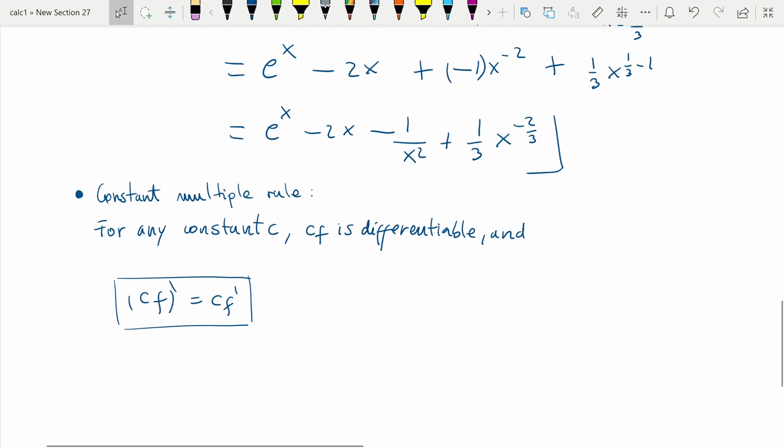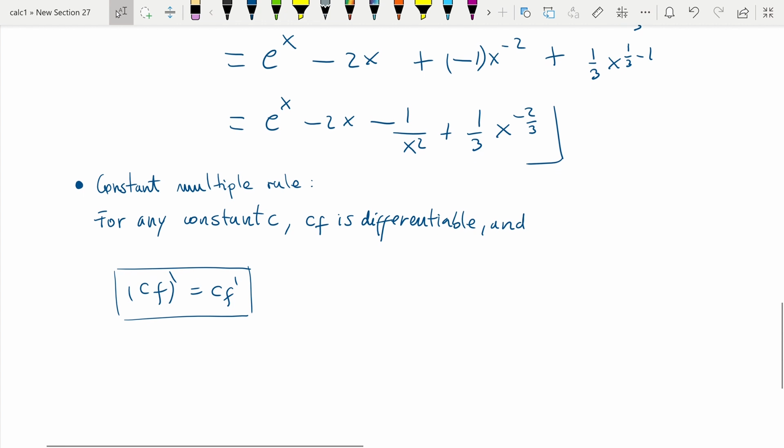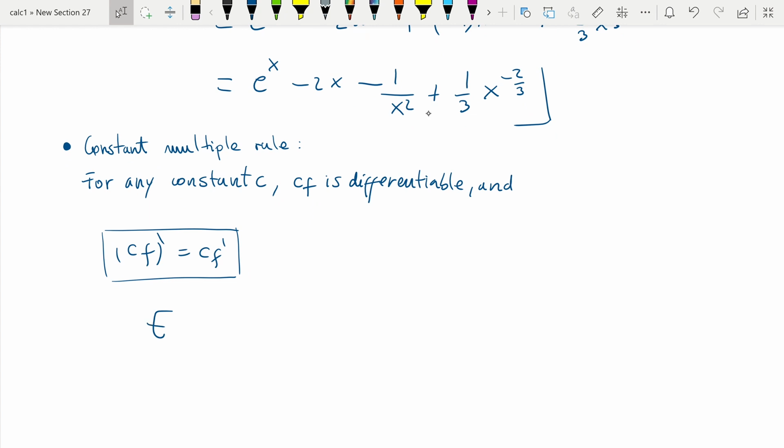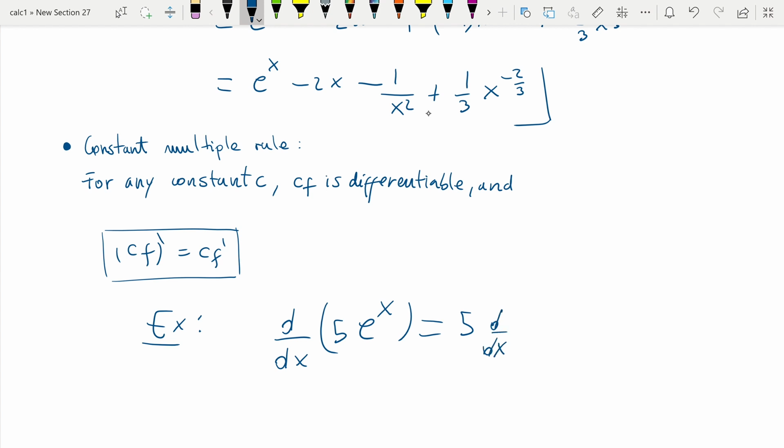Now, the constant multiple rule is very simple. It tells you that if you have a constant times a function and you differentiate, you just differentiate the function and multiply that by the constant. This is a very quick example. The derivative of, say, 5 times e to the x is equal to 5 times the derivative of e to the x, which is just equal to 5 e to the x.